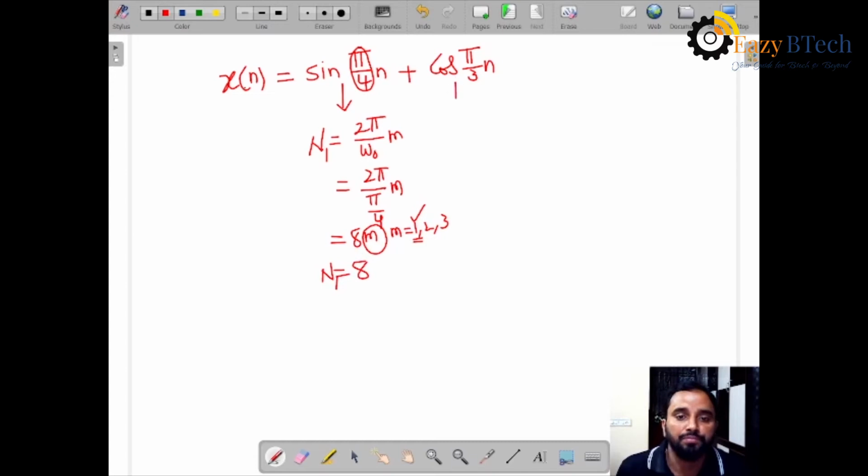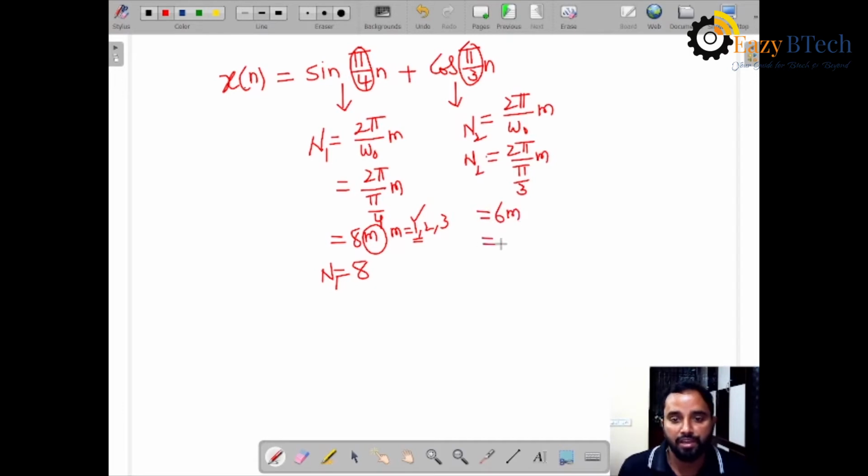Next n2. So n2 is also the same way. 2 pi by omega naught into m. Here omega naught is pi by 3. Right? So n2 is equal to 2 pi divided by pi by 3 into m. It will be 6m. So we can take m is 1. The m value we can take 1. Then it will be 6.